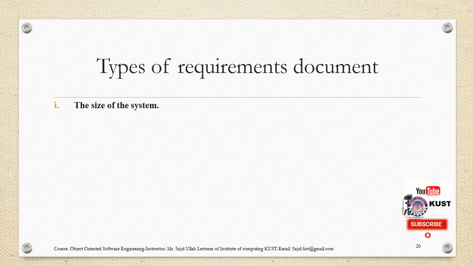The first is the size of the system. A large system will need more detailed requirements for several reasons. First, there is simply more to say. Second, the system will need to be divided into subsystems so that different teams can work on each part. It then becomes essential that everybody have a clear idea of what everybody else is doing and how the subsystems interact.